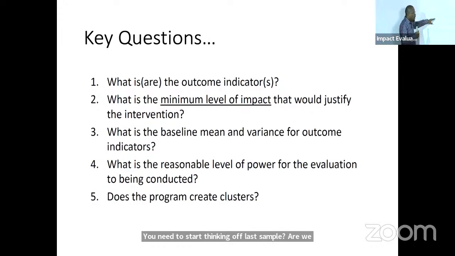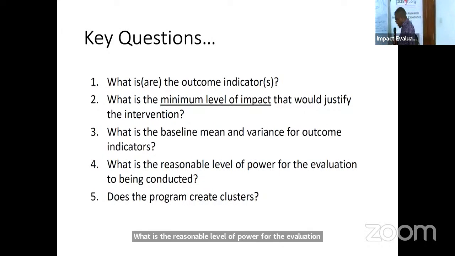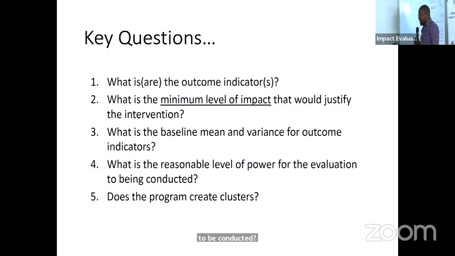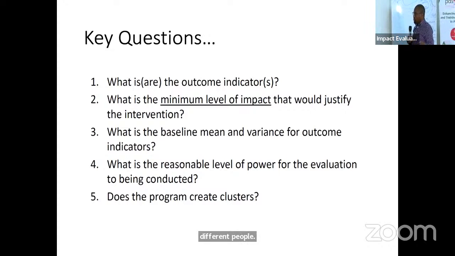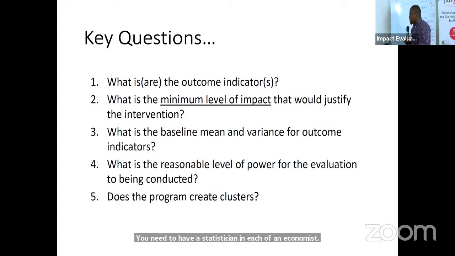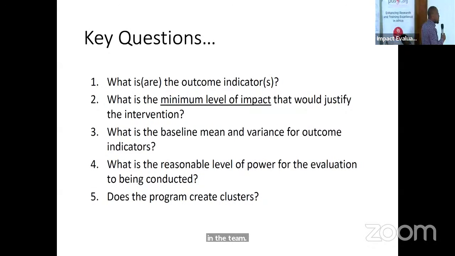What is the reasonable level of power for the evaluation to be conducted? So, before you say we can do this evaluation, there are a lot of things you need to consider, which is what I emphasized, the need to have teams of different people. You need to have a statistician, you need to have an economist, you need to have a social scientist, you need all of these people in the team. Very important. So what is the reasonable level of power?